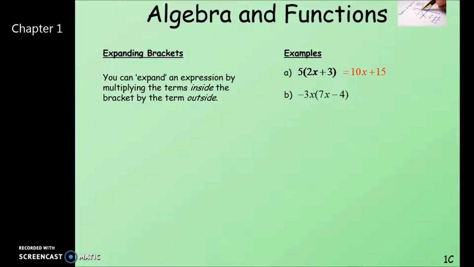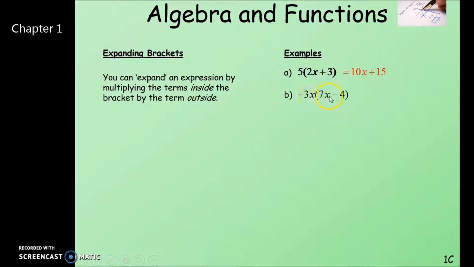Next one, we've got some negative terms here, and they can be really tricky. This is where most students come undone in their working. A minus sign goes missing somewhere. So be very careful. If you've got minus 3x times 7x, well, the minus 3 times the 7, let's think about the numbers first. That's going to give me a minus result. So 3 7s are 21.